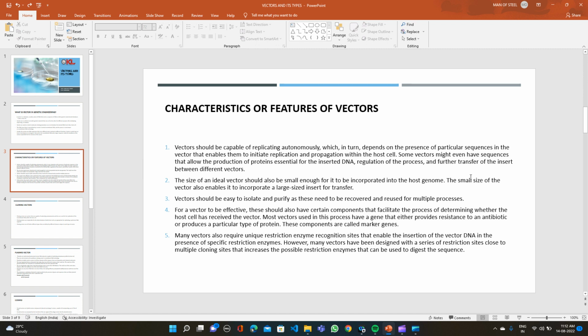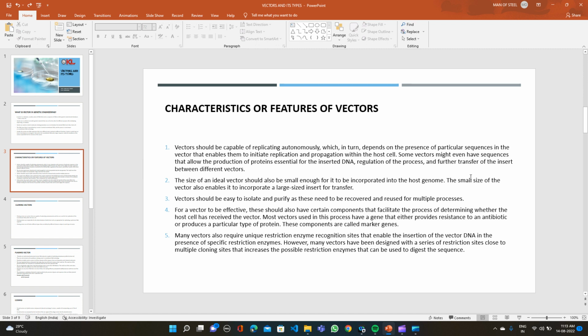The size of an ideal vector should also be small enough for it to be incorporated into the host genome. The small size of the vector also enables it to incorporate a large insert for transfer. Vectors should be easy to isolate and purify, as they need to be recovered and reused for multiple processes.